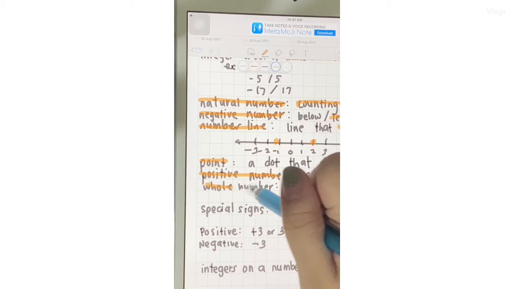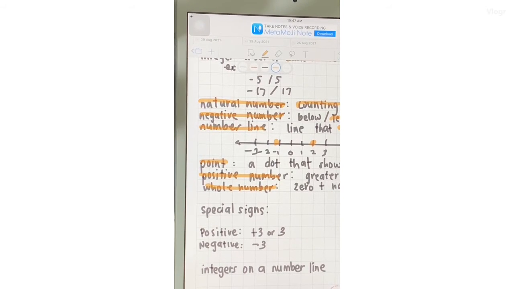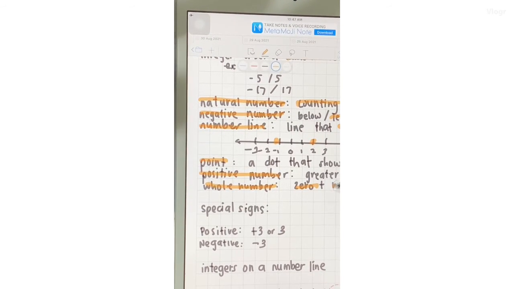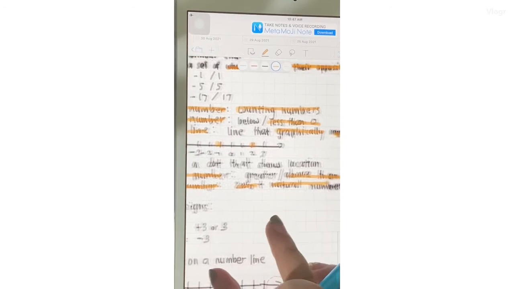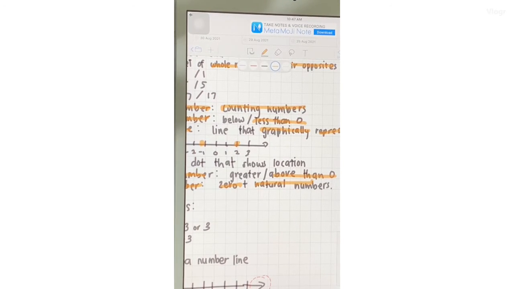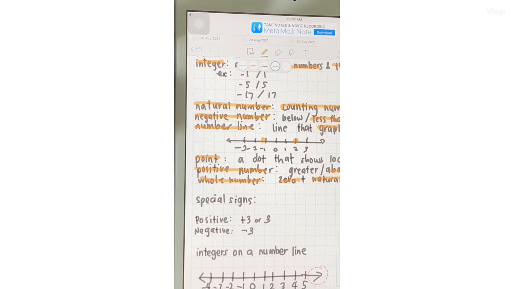Next one is a whole number. A whole number is basically 0 and the natural numbers. If you remember, natural numbers just means the counting numbers, or 1, 2, 3, 4, 5, 6, 7, 8, and so on. So that means whole numbers is just 0, 1, 2, 3, 4, 5, 6, 7, 8, 9, 10, and so on and so on.